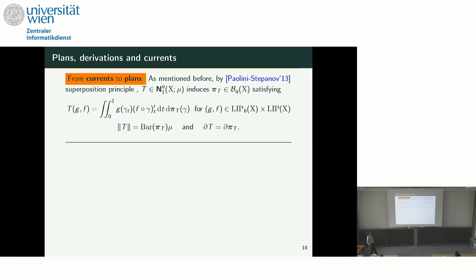And then from currents to plans, as I already mentioned, what Paolini-Stepanov says is that whenever you have a normal one current in here, in particular, it induces a plan that will be here, which represents this current in the sense that this formula holds, and the mass is nothing but the barycenter times mu, and the boundary.